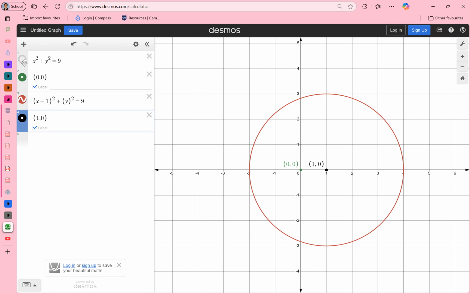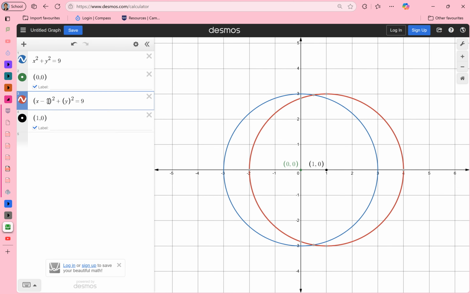Because it's shifted to the right by 1, originally it was at 0, 0, and it's now moved to 1, 0. Can you see that the radius is still 3, because 1 plus 3 gets you the maximum length of 4 on the side, and then to the left by 3 gives you negative 2. If I put back the original circle, that's my original circle there. So whatever you change in the x bracket, like x minus 1, just like on all the other exercises, it will move it left or right.